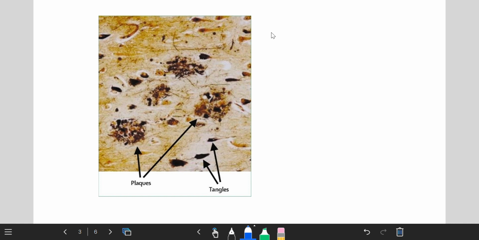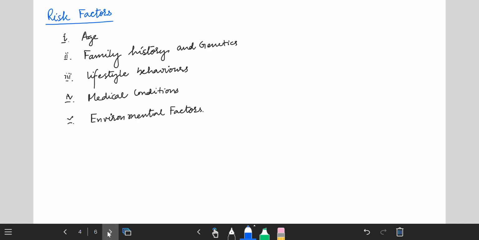So ultimately, plaques are due to the deposition of amyloid beta peptide protein or amyloid protein. And tangles are due to deposition of tau protein, which is a microtubule associated protein. Clear? Now we will understand what the risk factors are.